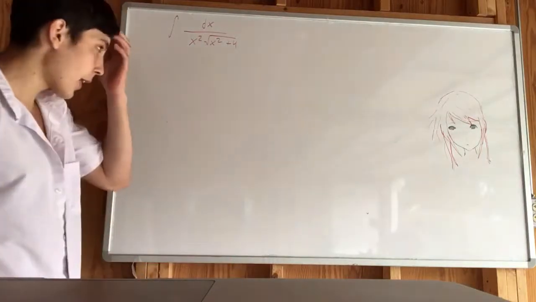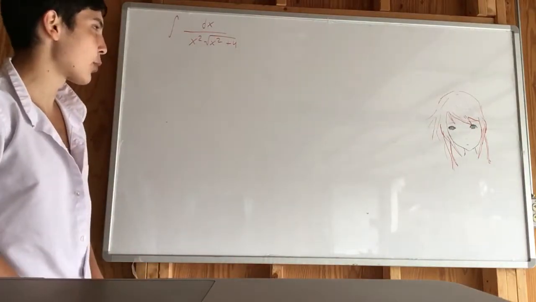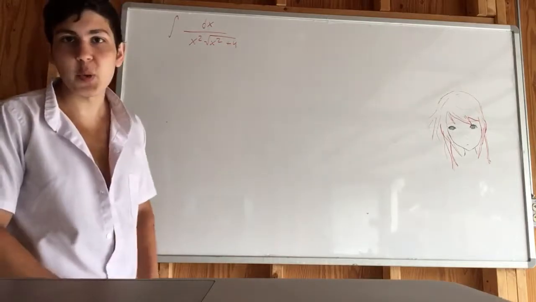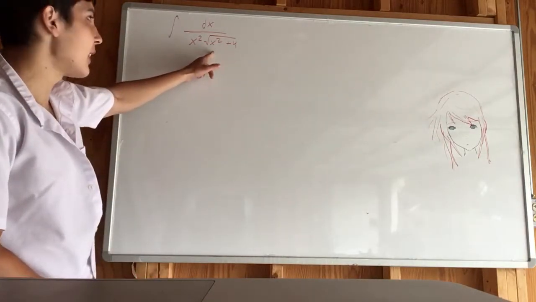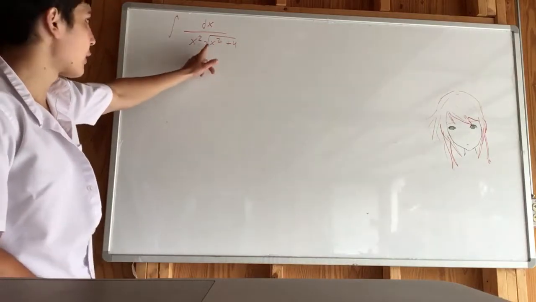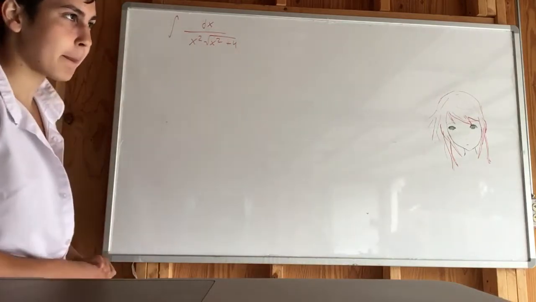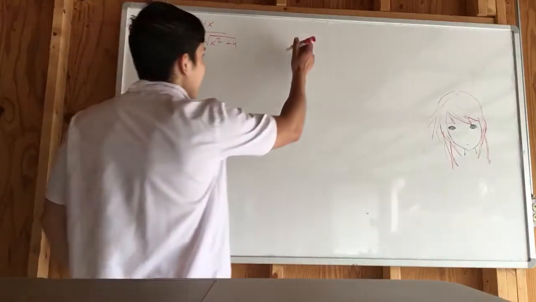Okay, so I'm going to show you how to integrate 1 over x squared times the square root of x squared plus 4. With this one, we're going to need trig substitution. We're going to need trig substitution because we have the square root of something here, we have something squared. How do we know what trig sub to use?